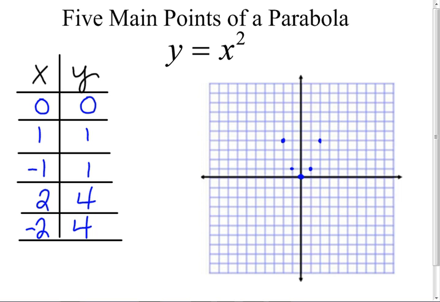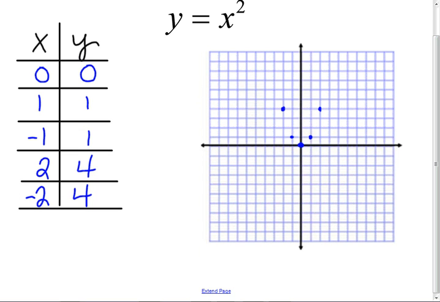Let's do one more pair, because I want you to see what the pattern is. So what if I put in 3? Demonte, what do I get if I square that? 9. And what if I square a -3? I still get 9. So I'm going to go over to 3, and I'm going to go up to 9. Now, I know my grid goes to 10, so I know it's there. Now, there's your parabola.